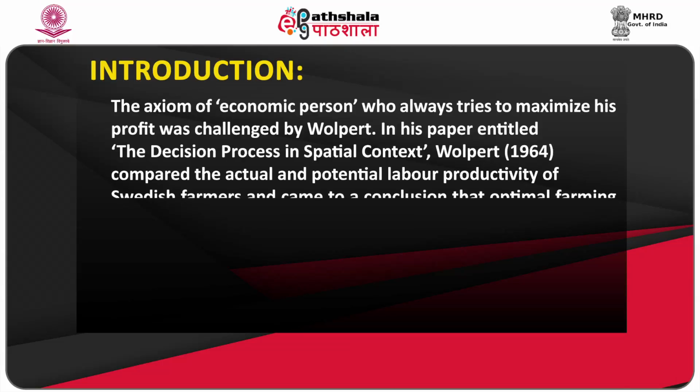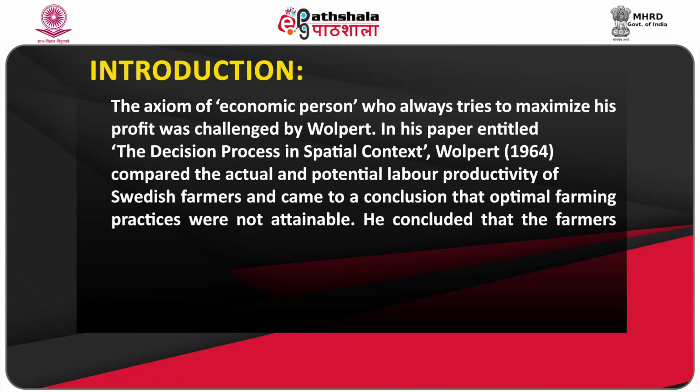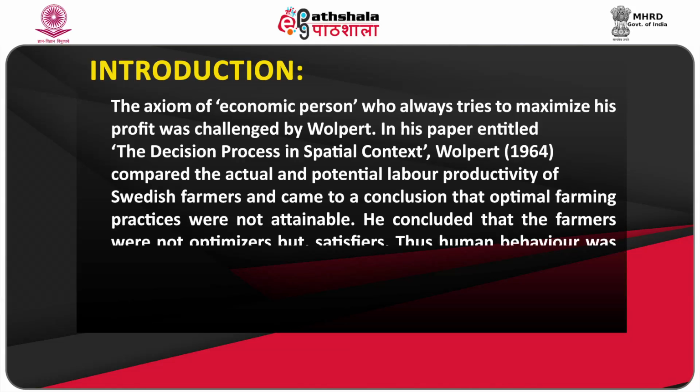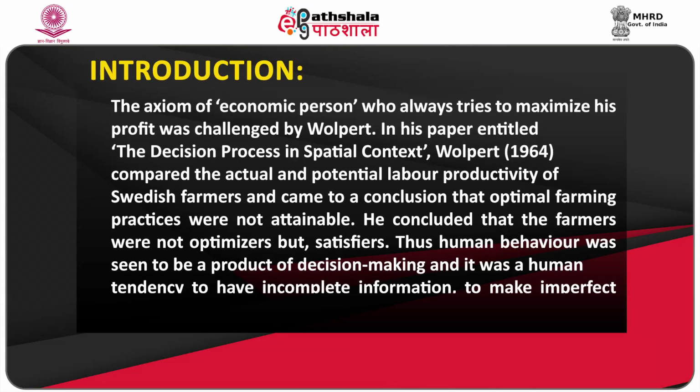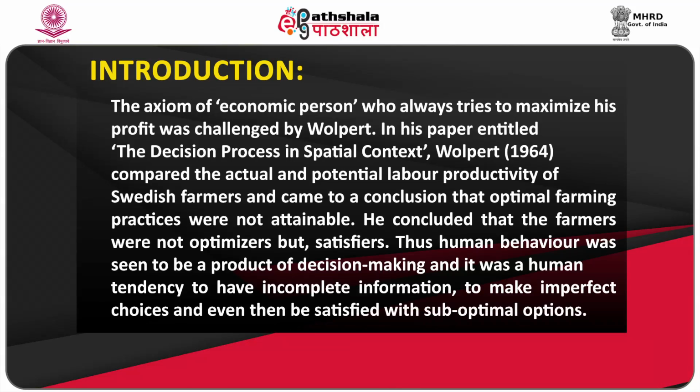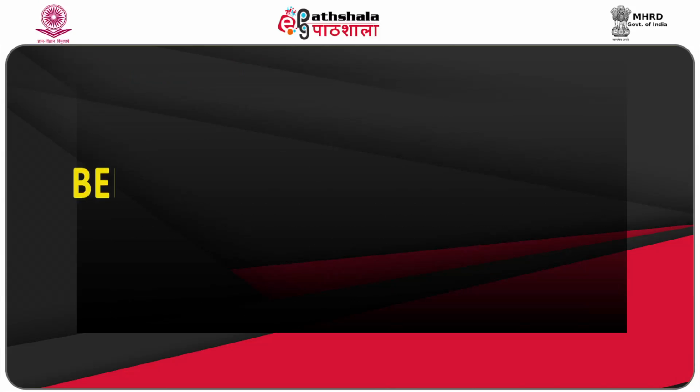According to him, he compared the actual and potential labor productivity of Swedish farmers and came to the conclusion that optimal farming practices were not possible. He concluded that the farmers were not optimizing and were not satisfied. Thus, human behavior was seen to be a product of decision making, and it was a human tendency to have incomplete information, to make imperfect choices and even then be satisfied with suboptimal options.